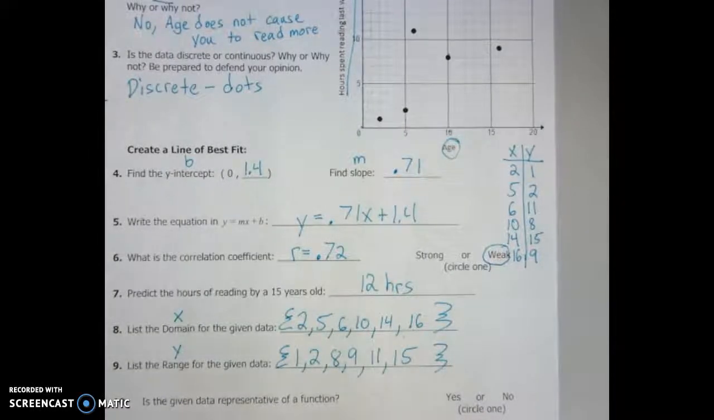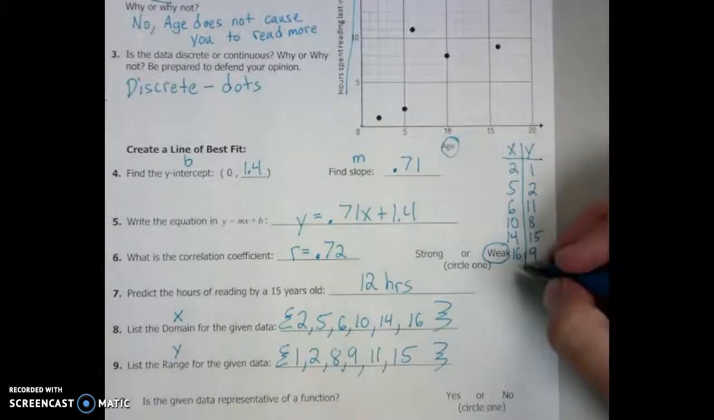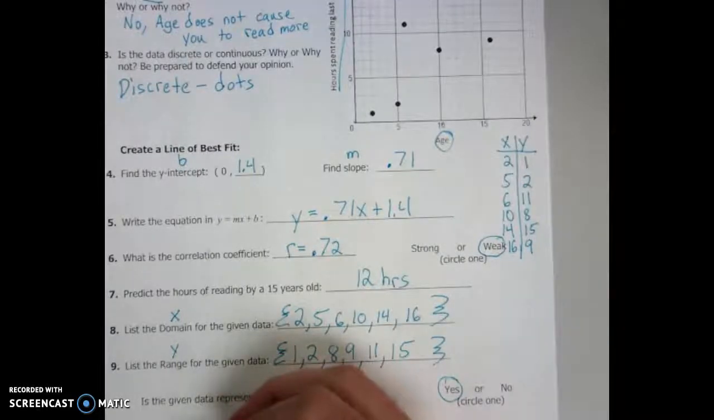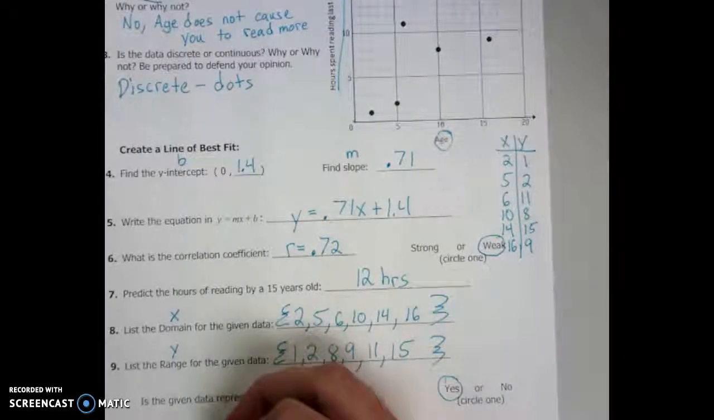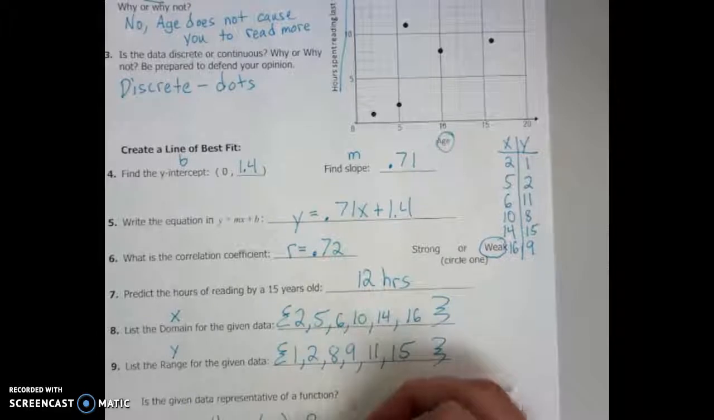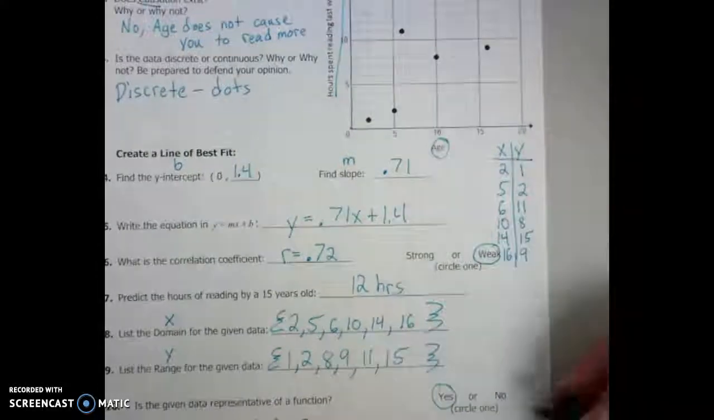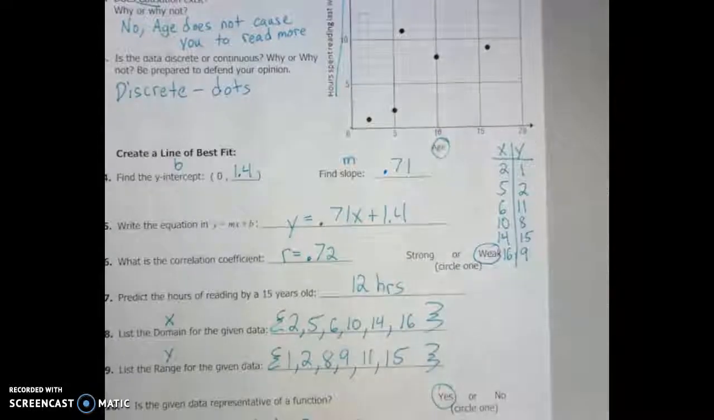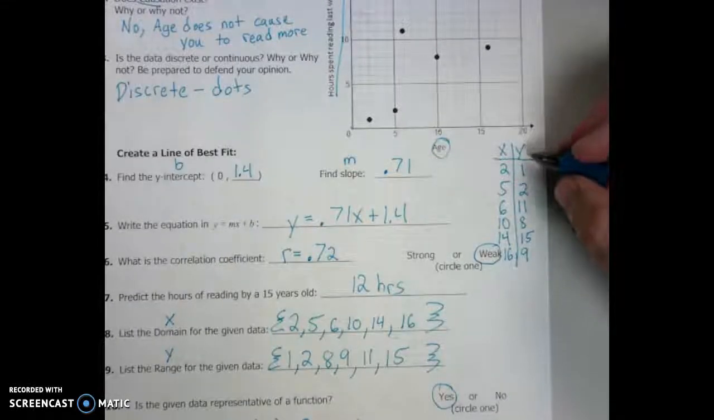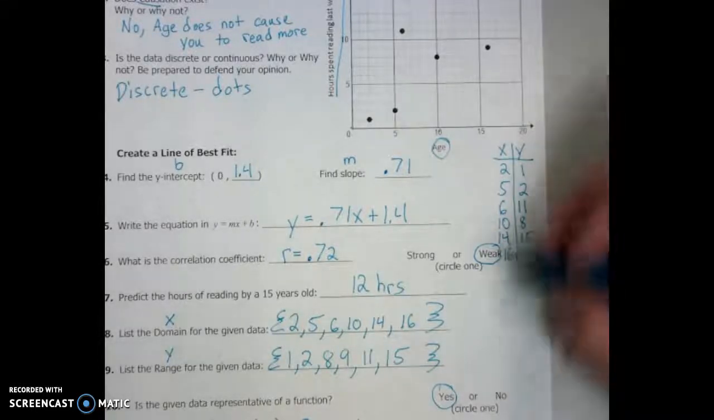And lastly, is the given data representative of a function? So the definition of a function is if none of your x's repeat, which they do not, you have a function. So yes, I have a function, and your explanation is x's don't repeat. Now, if your x's do repeat, you're going to circle no, and your explanation is x's repeat, or you can tell me what number repeats. When we're talking about a function, your y's are allowed to repeat. However, the x's are not.